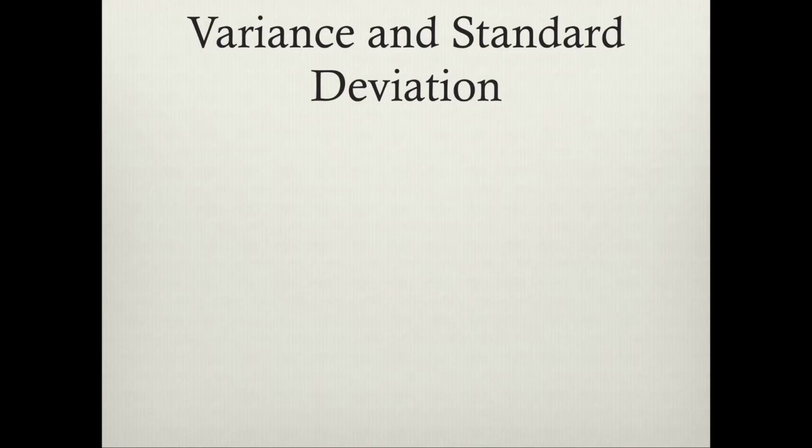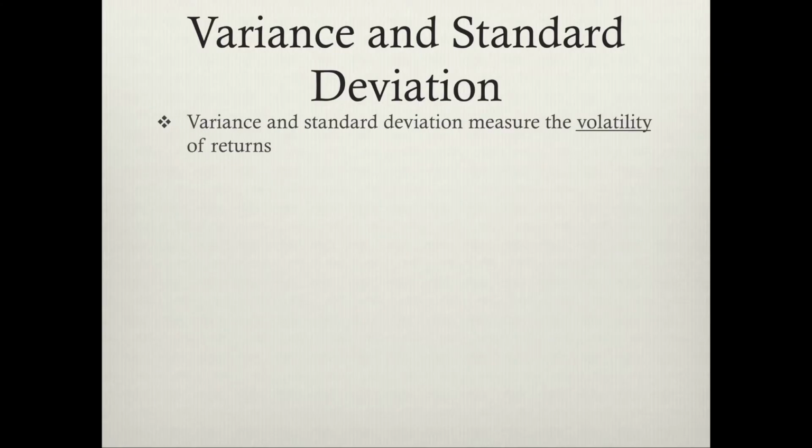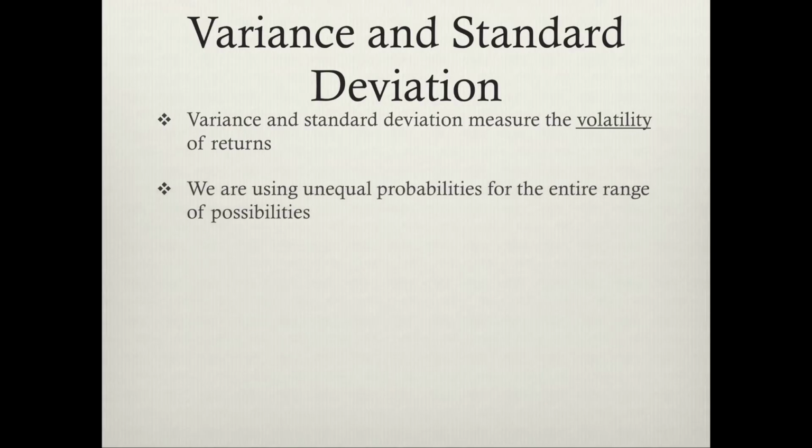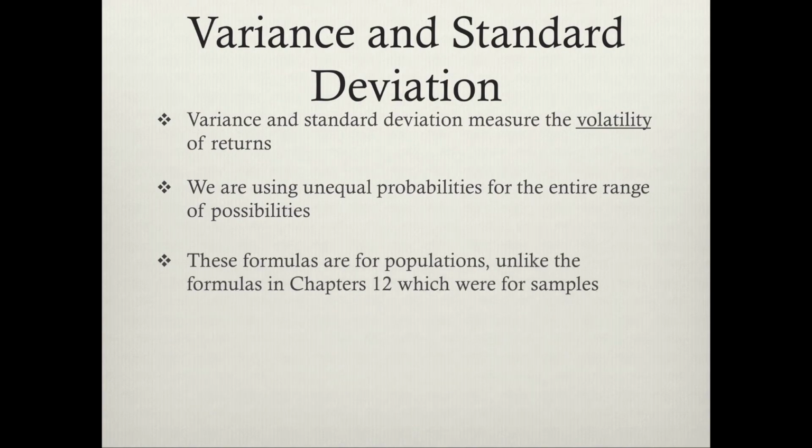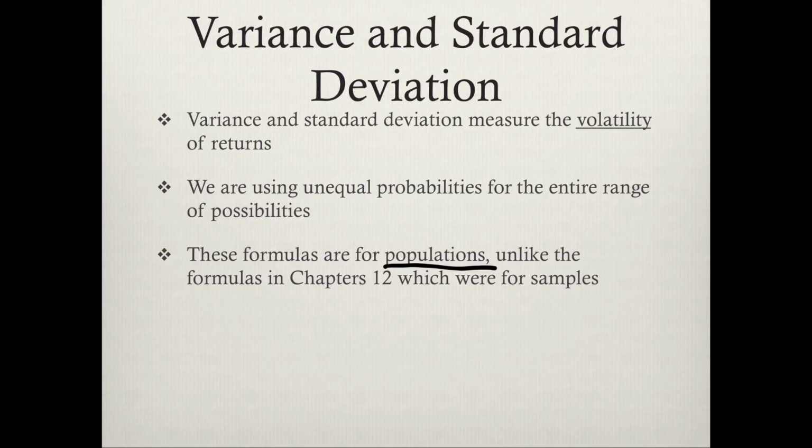Well, what are variance and standard deviation? What do they measure? Variance and standard deviation measure the volatility of returns. Here we are using unequal probabilities for the entire range of possibilities. In Chapter 12, we dealt with samples, so that was a sample variance and a sample standard deviation based on some sample amount of data. Here, these formulas are for populations. The population is defined as all members of a specified group, so what we're doing is calculating the variance and standard deviation for all possible outcomes.